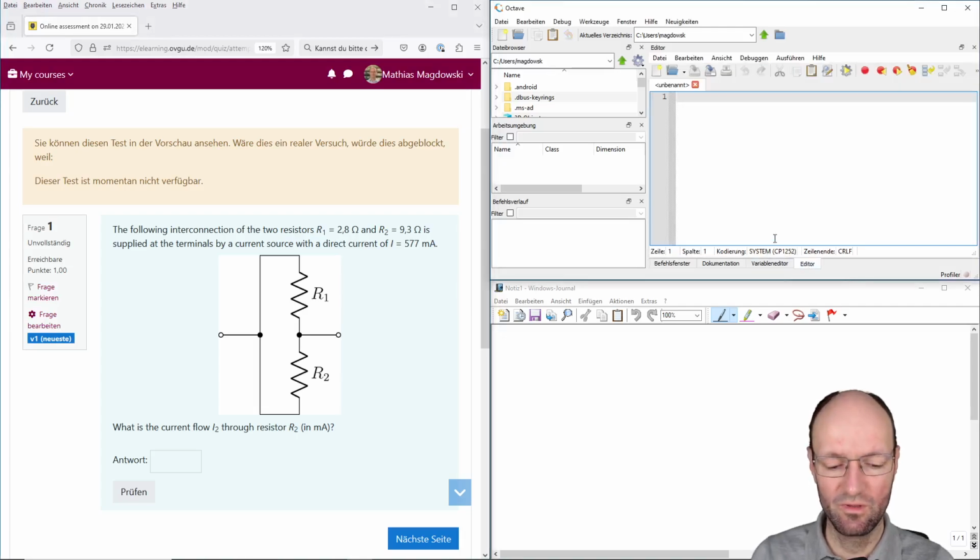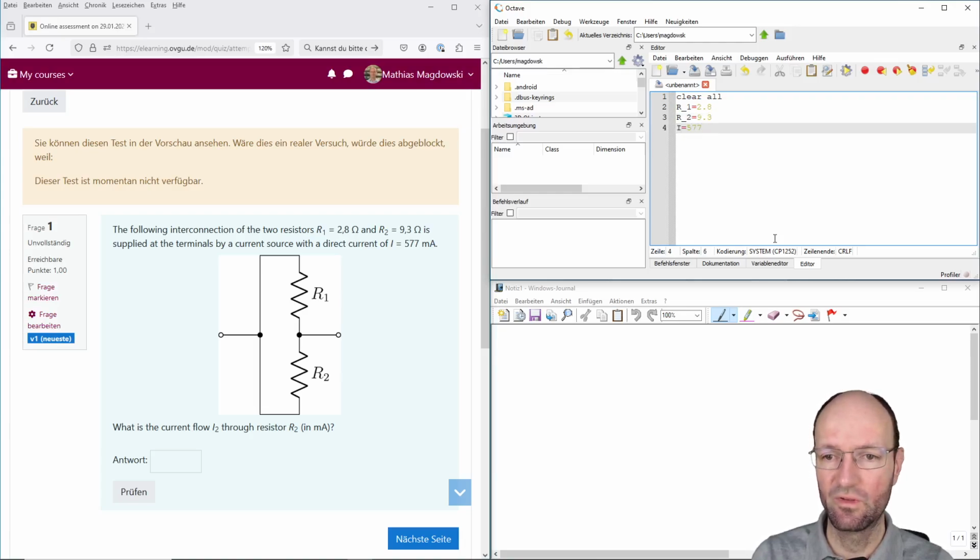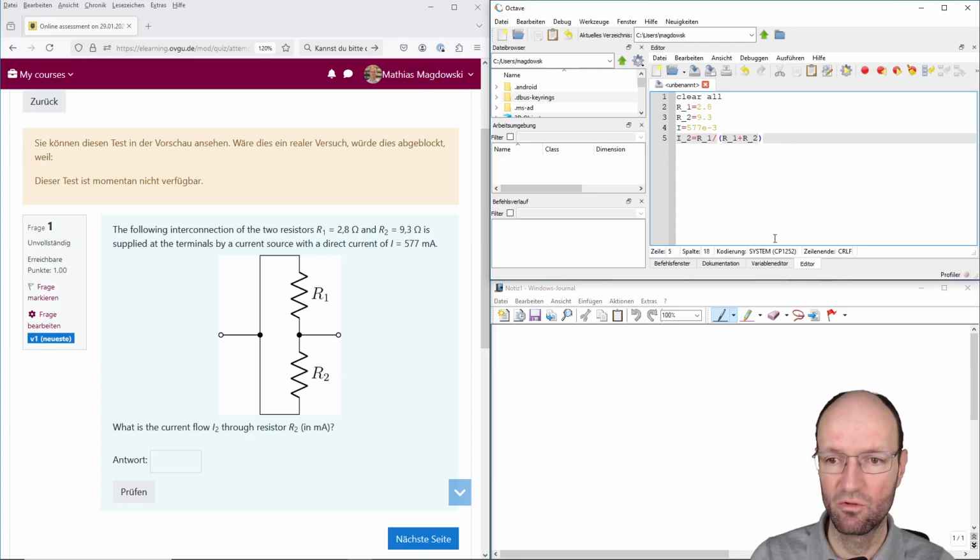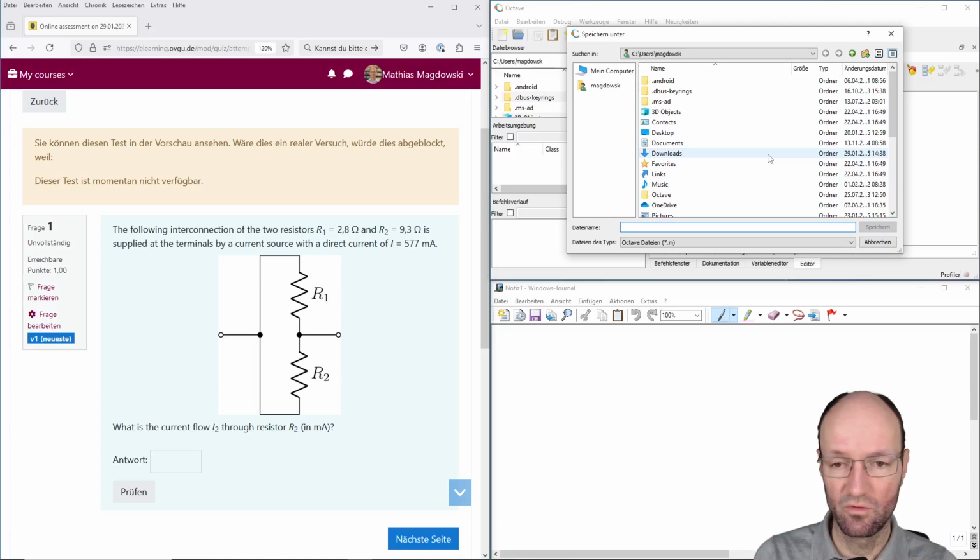So we can use the current divider rule, and I will write a short Octave script. Copy the values 2.8 and 9.3 ohm, and the total current is 577 milliampere, which is 10 to the power of -3. And so then we can use the current divider rule. So the resistance in the other branch divided by the total resistance of this mesh, and then multiplied with the total current. And so this is current divider.